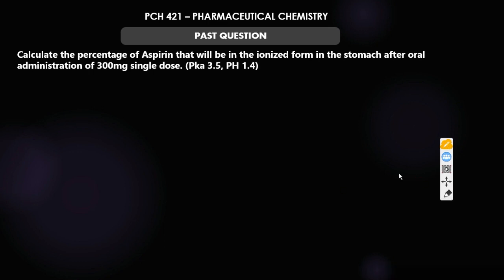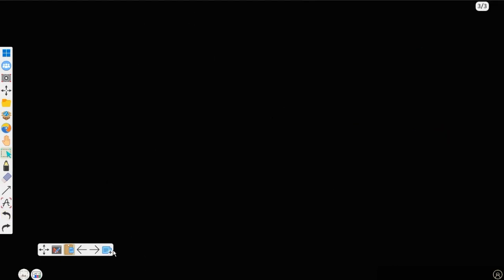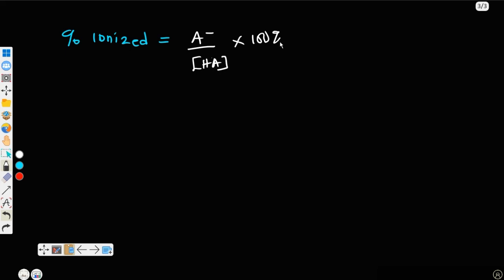Now, let me give you another formula. From this equation, they were able to manipulate some equations that are very, very key. Now, when they say percentage of ionized drug, what do you think they mean? They mean what? A minus divided by what? HA. Are you getting it now? Times how many percent? Times 100%.